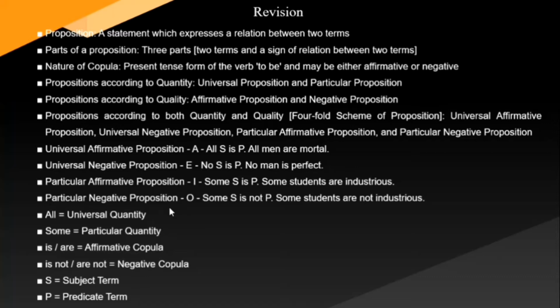Particular negative proposition. Capital letter O is the symbol of a particular negative proposition. Some S is not P is the logical form of a particular negative proposition. Some students are not industrious is the example of a particular negative proposition.